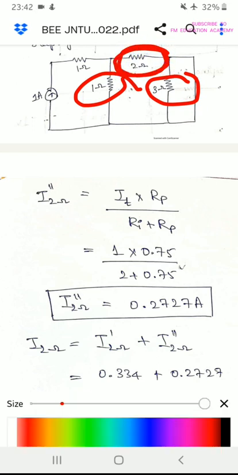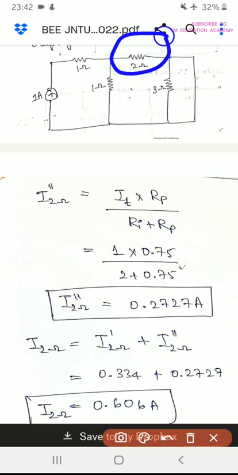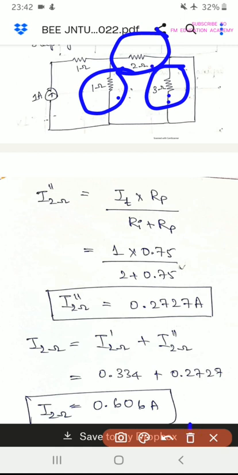Because here we can see that we have a loop, and whatever current flows through 1 ohm will split here. Similarly, here also the current will split in both branches. So it is parallel, right? This current flowing through 2 ohm is parallel to 1 ohm and 3 ohm. So 1 ohm and 3 ohm are in parallel with respect to 2 ohm.